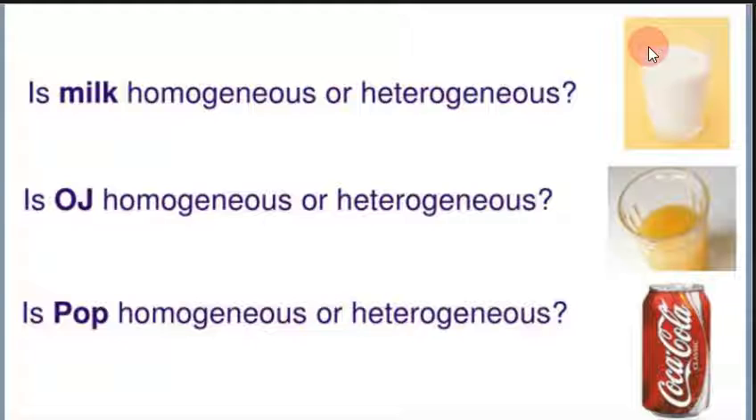Some people don't like pulpy orange juice. Some people do. We get the pulp. It's like you're eating food with it. Yeah. It's got stuff to chew on.